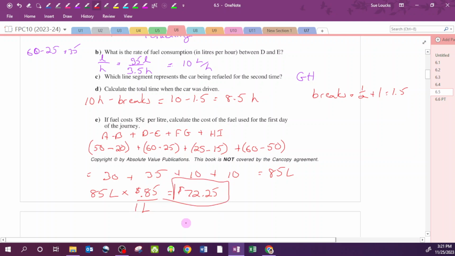Okay. I don't know where you find gas for 85 cents a liter, but not this year.